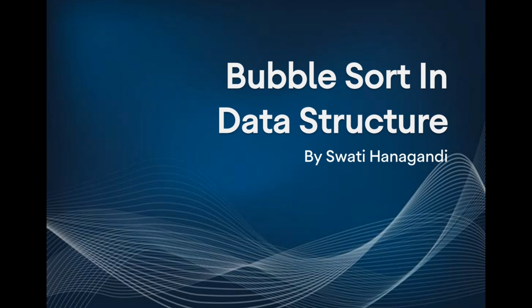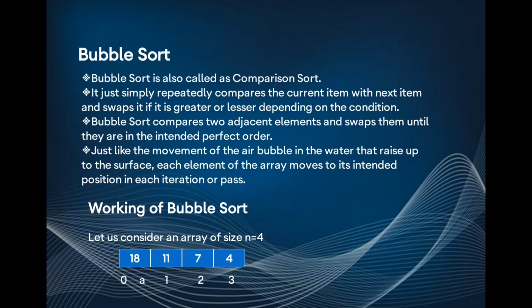There are many types of sorts in the data structure like bubble sort, insertion sort, selection sort and quick sort. But now I am going to explain to you about the bubble sort. Bubble sort is also called the comparison sort because it compares two adjacent items and swaps them if the first item is greater than the second item, and it continues the process until all the elements are placed in their perfect order.